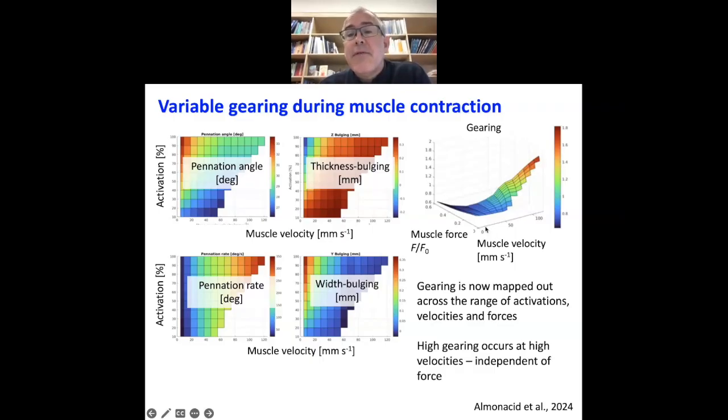What you see is that if you hold the muscle velocity constant and run along the muscle force axis, there is not much change in the gearing with muscle force. But if you hold the force constant and you now run along the velocity direction, you see a large increase in gearing with increases in the muscle velocity, which makes functional sense. And we have now been able to see this because we can test across a much bigger parameter space than it is possible to do experimentally.